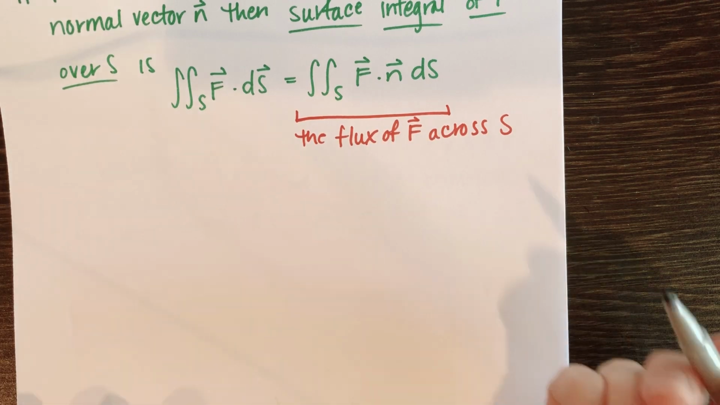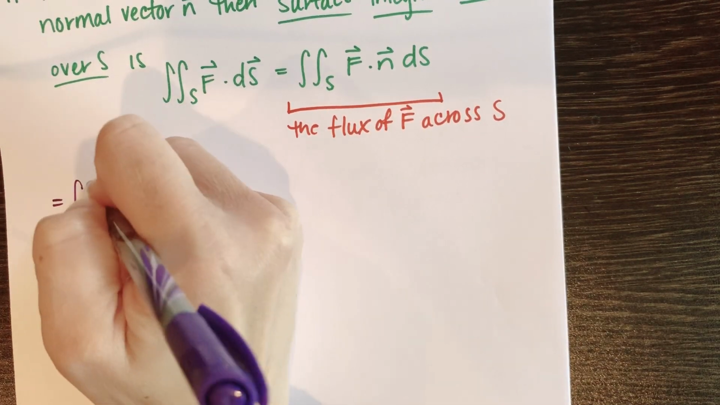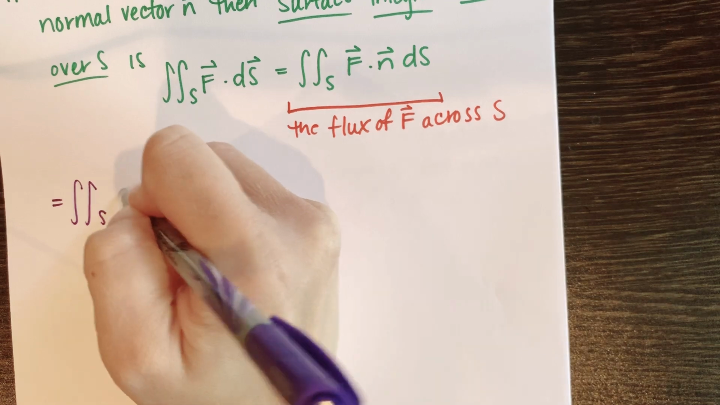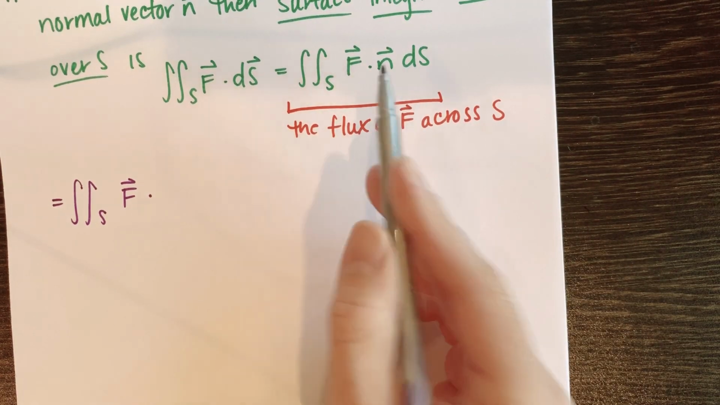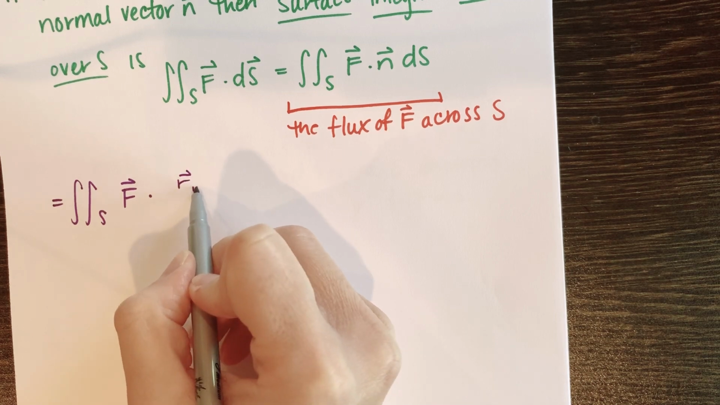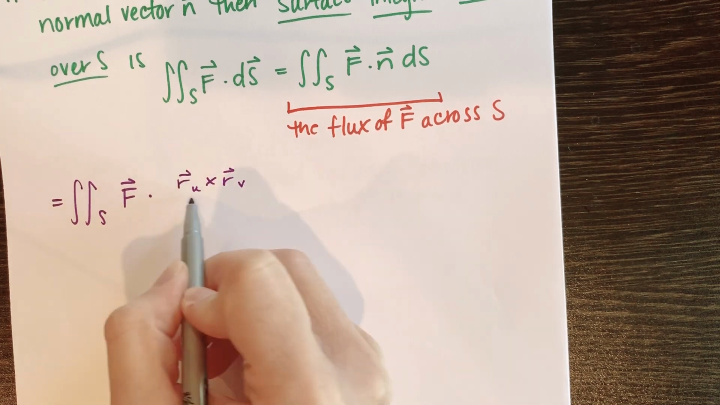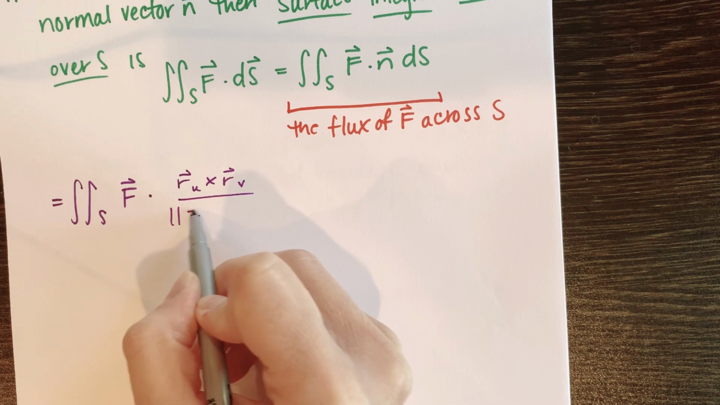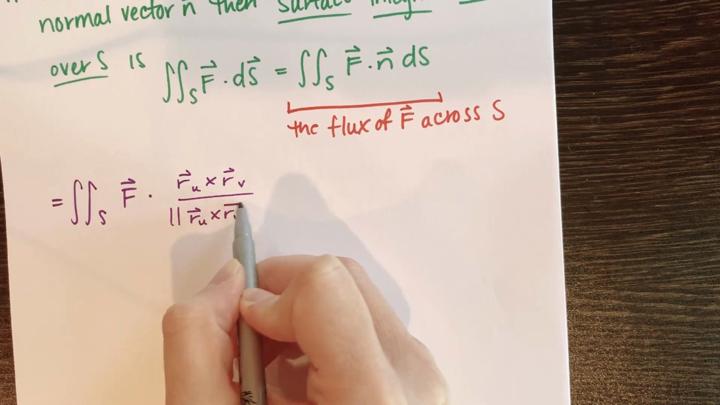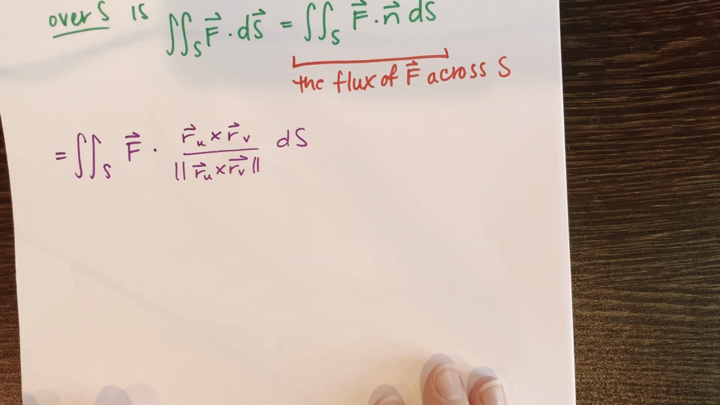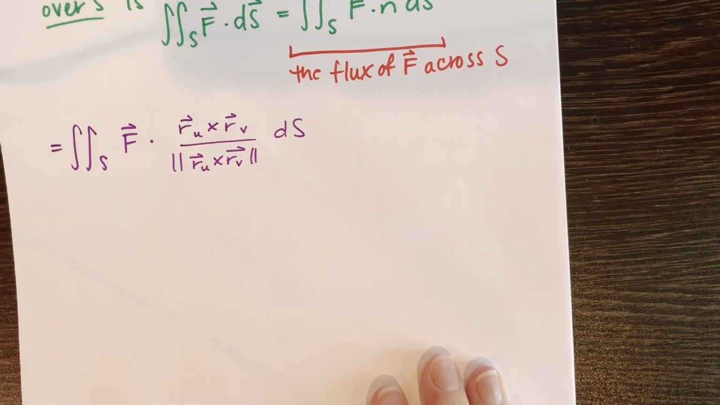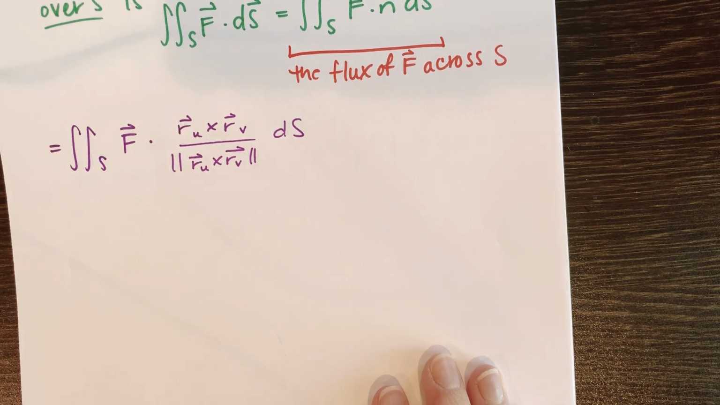So I'm going to have the double integral over S of F dot, instead of n, I'm going to replace it with r sub u cross r sub v over the magnitude. That's all I've done first, is to replace n with its equivalent, the cross product over the magnitude of the cross product.